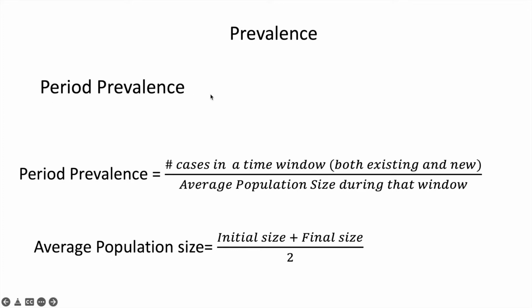Period prevalence is something you might see. It doesn't make a ton of conceptual sense, but it comes up a lot. It comes up in most lectures like I'm doing right now that are talking about disease frequency. It's the number of cases over some time window, and that's both those that are existing and those that occur during that window, and this is how it's different from incidence, over the average population size during that window. So you take the initial size and the final size, and that would be how you would find the period prevalence, but I've never seen it used in any serious setting.